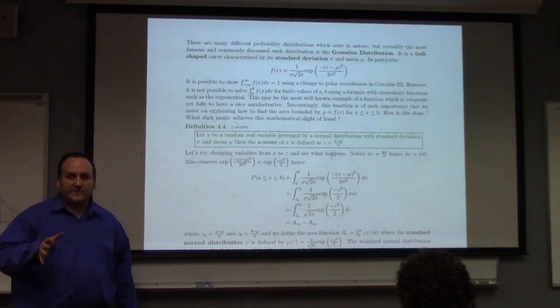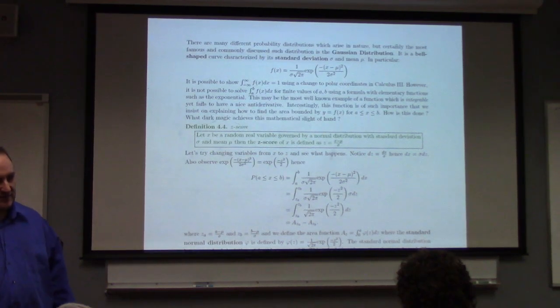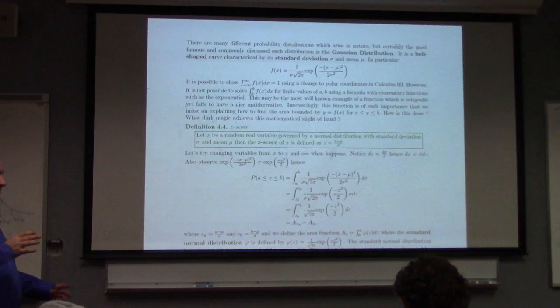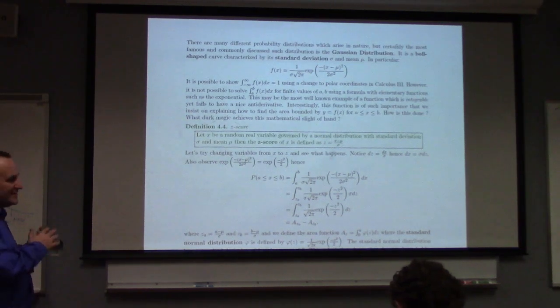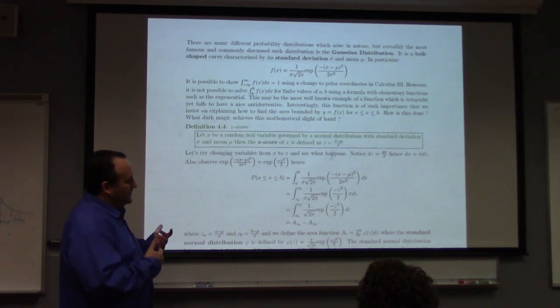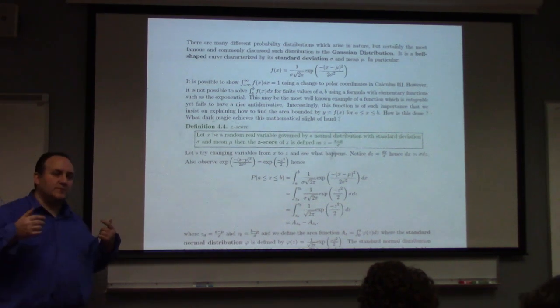There's a trick in Calculus 3 to calculate the integral from minus infinity to infinity of e to the minus x squared. You change to polar coordinates, and you can show it's related to the square root of pi. This is very sneaky. So the point is, you can calculate it, but it involves Calculus 3, and it's a very conniving calculation.